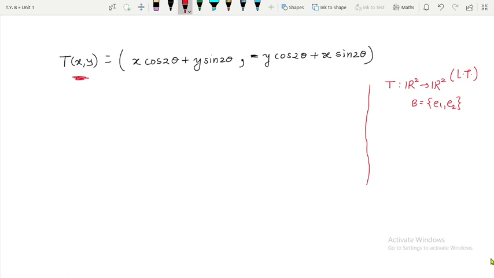But let us first try to understand how to represent it. What we do is we find T(E1). After finding T(E1), we will get some point of R2, right? We express this point of R2 as alpha 1 E1 plus alpha 2 E2. Note that E1 and E2 are the basis vectors, and similarly we express T(E2).